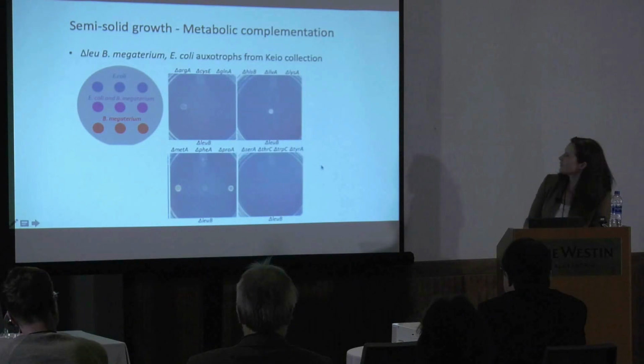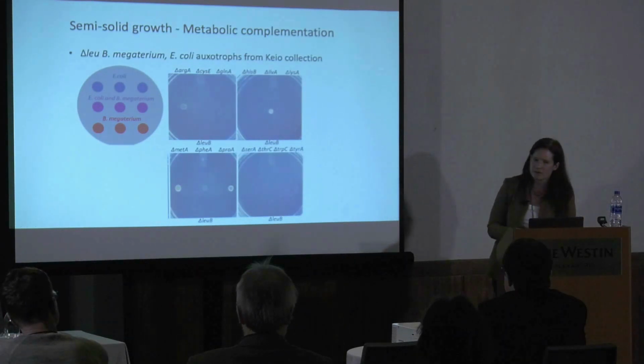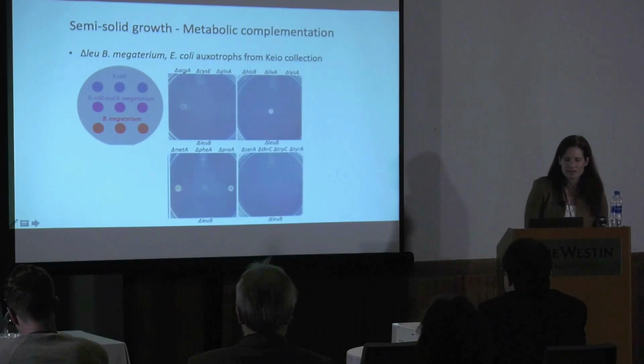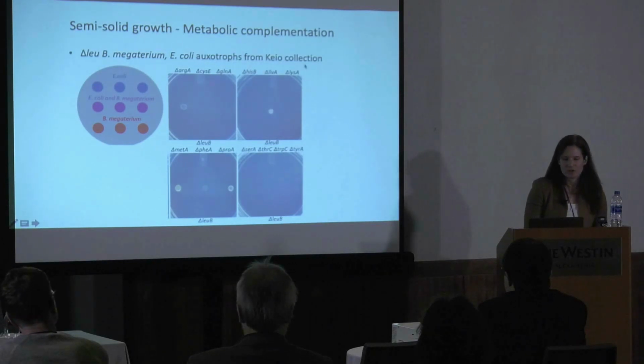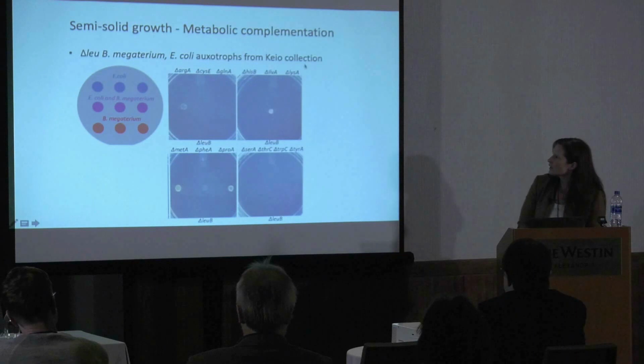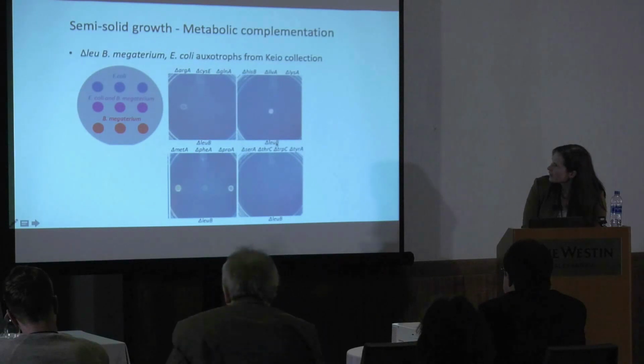And so I can look at this for a set of pairs. So I have my leucine auxotroph of Bacillus, and then I look at all of the amino acid auxotrophs from the KO collection, which is a collection of gene knockouts. And so I can see, for a lot of these, I don't see any growth on Bacillus or E.